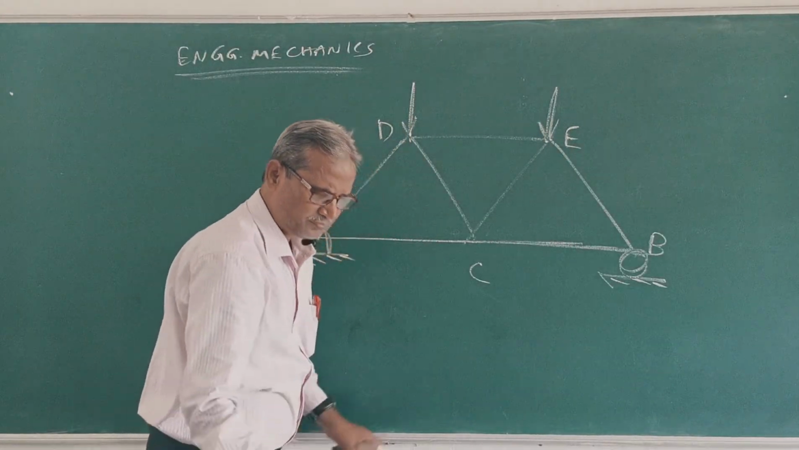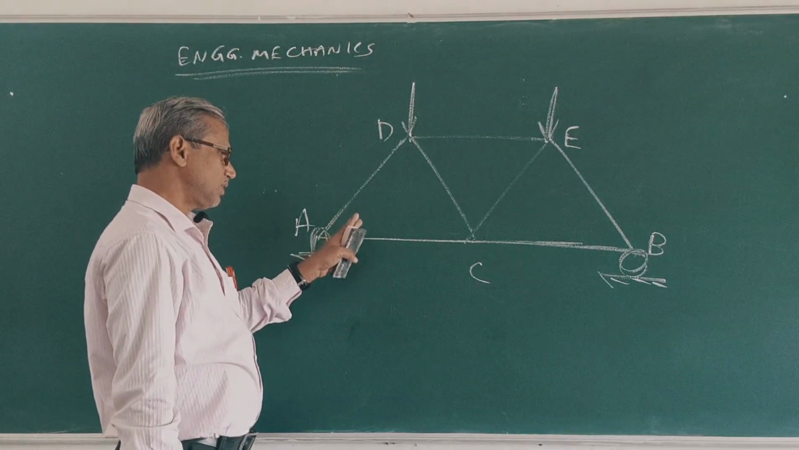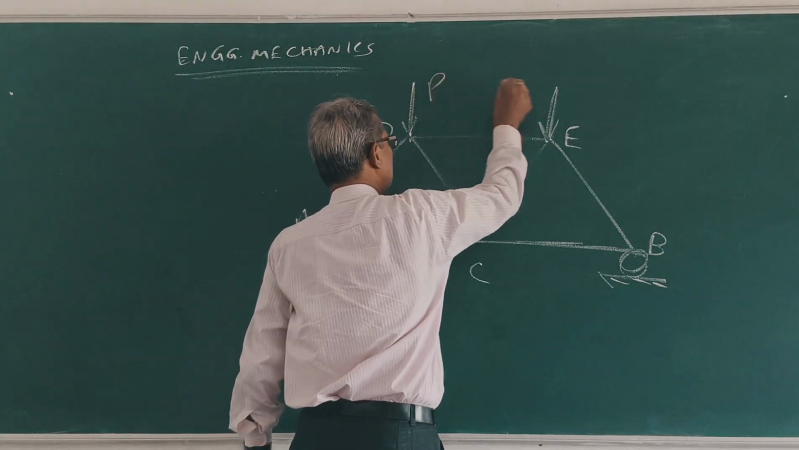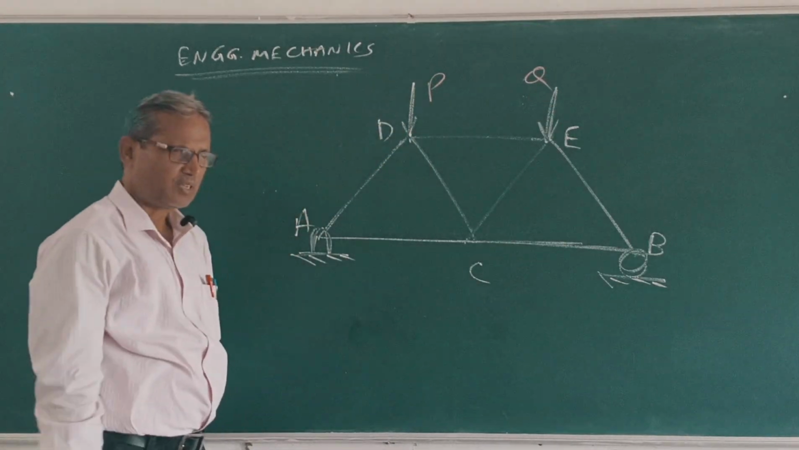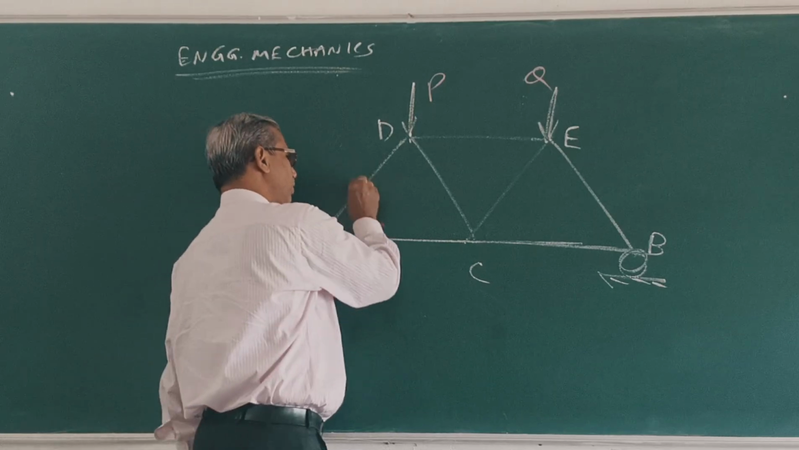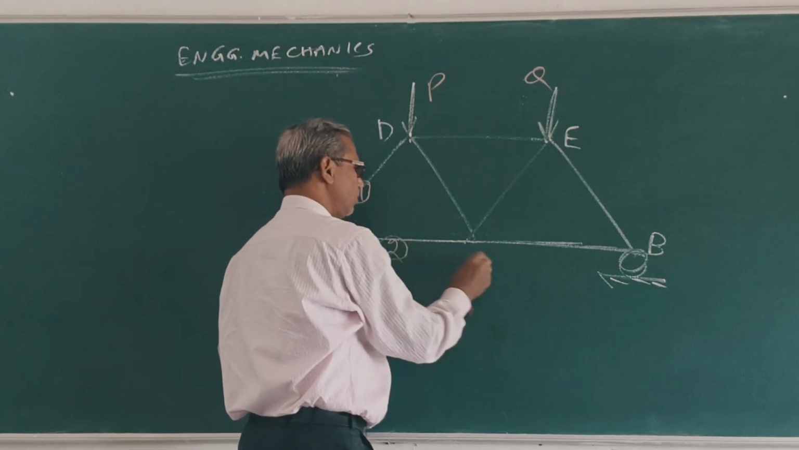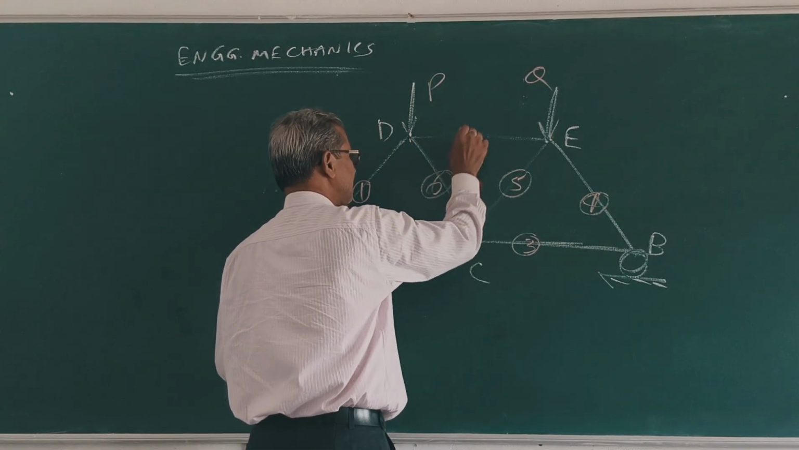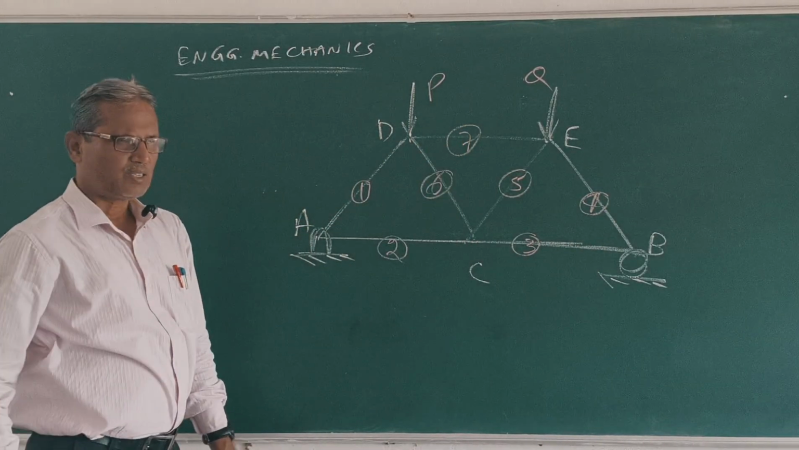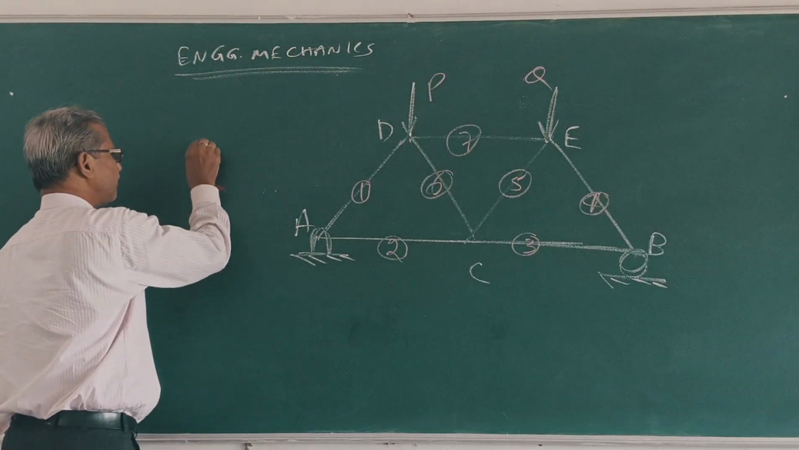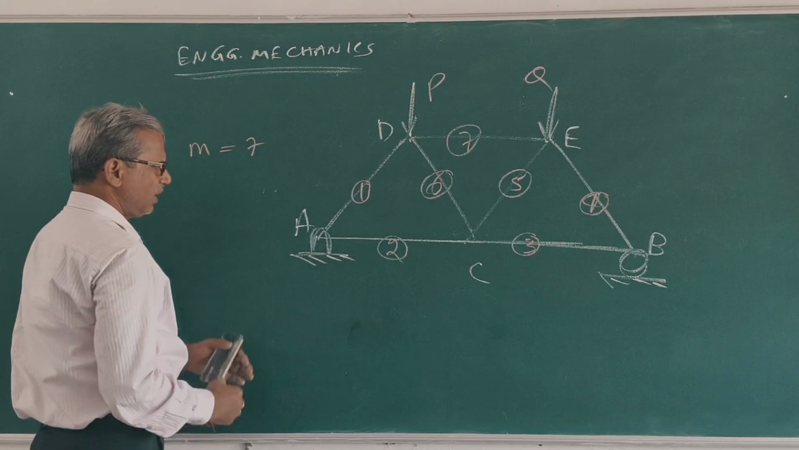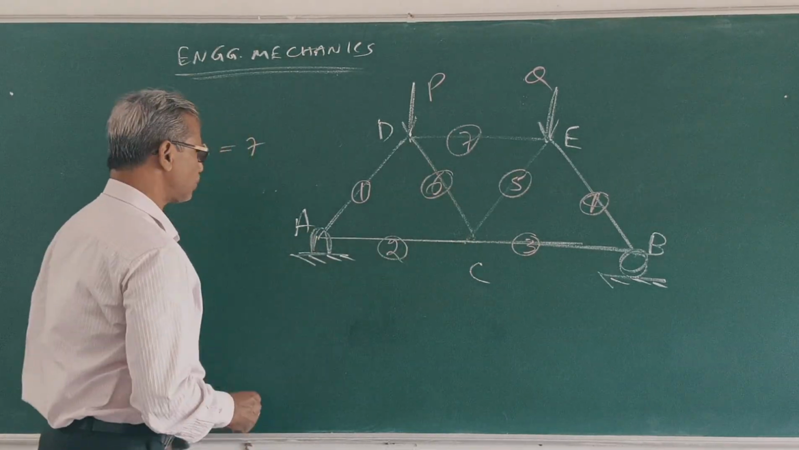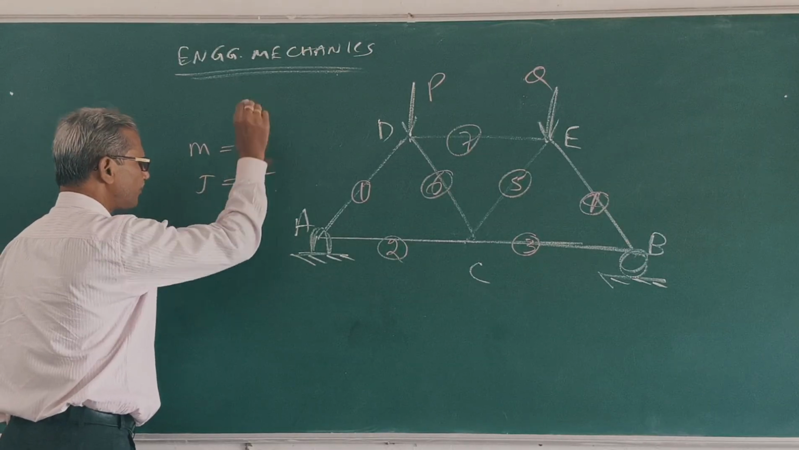This is a truss. Clear? So supports at A and B. The loads are this P, this is equal to Q. Clear? So members 1, 2, 3, 4, 5, 6, 7. How many members? 7. Joints: how many joints? A, B, C, D. So the number of joints is 5. Clear?